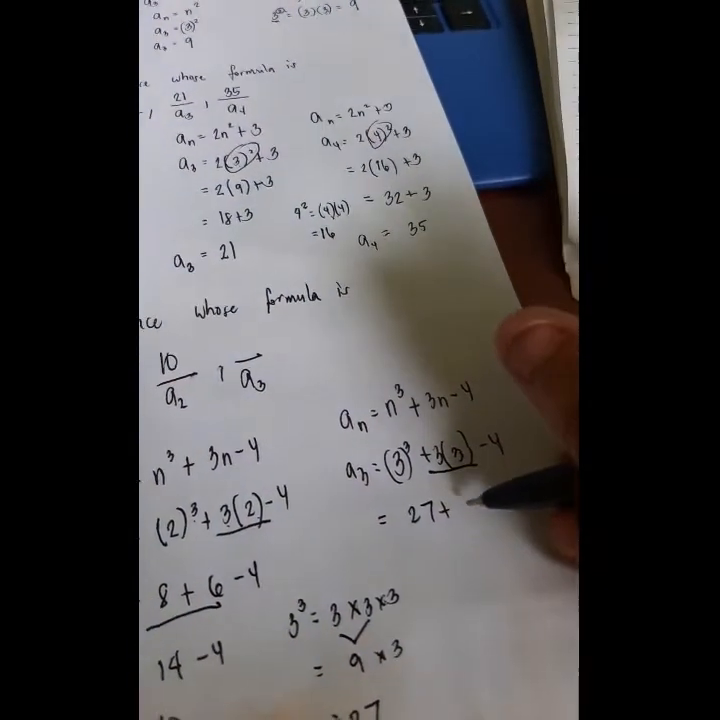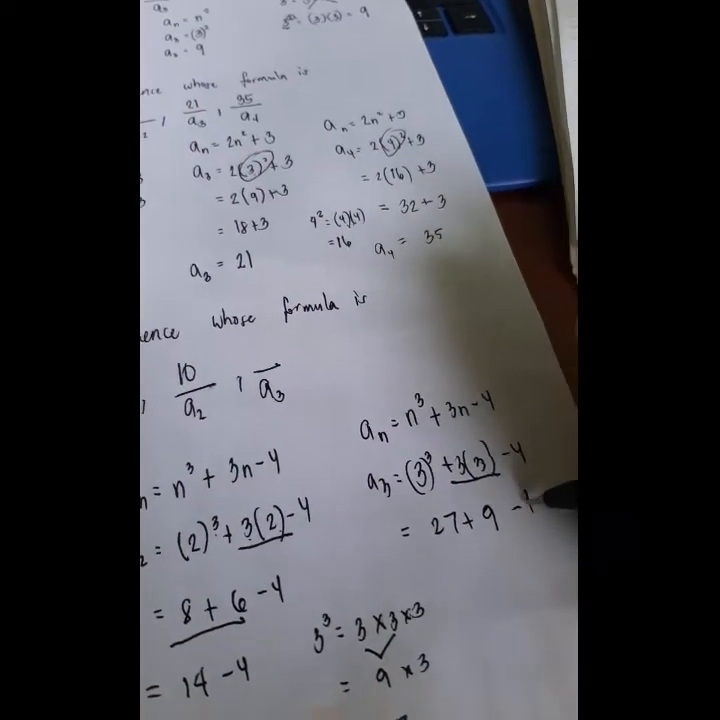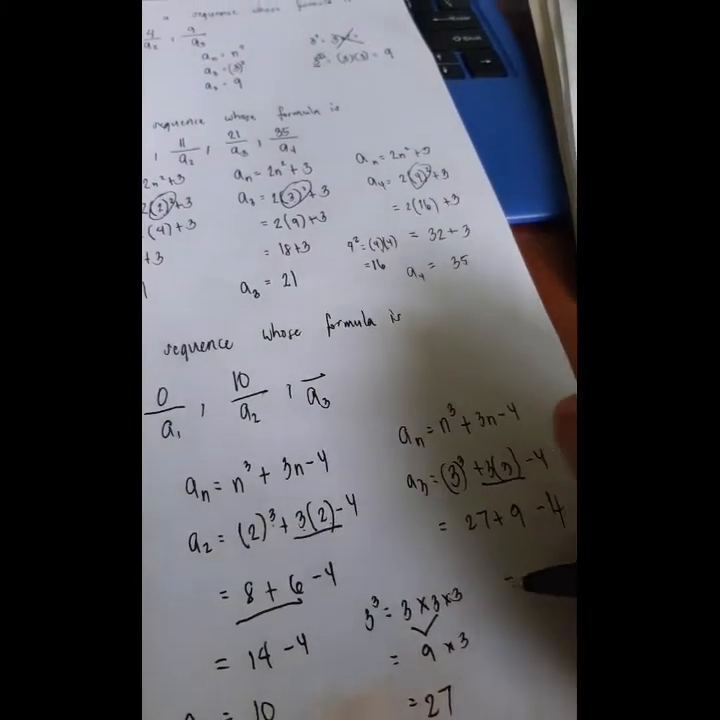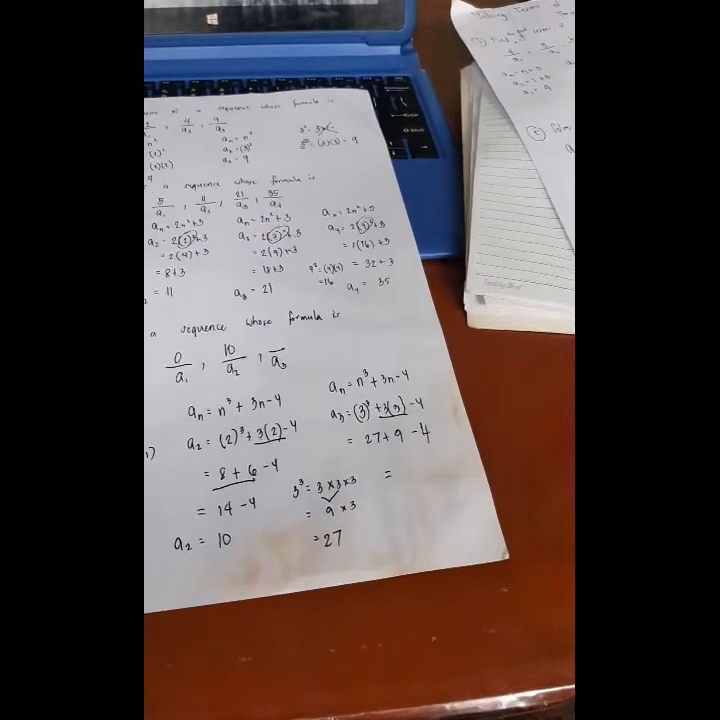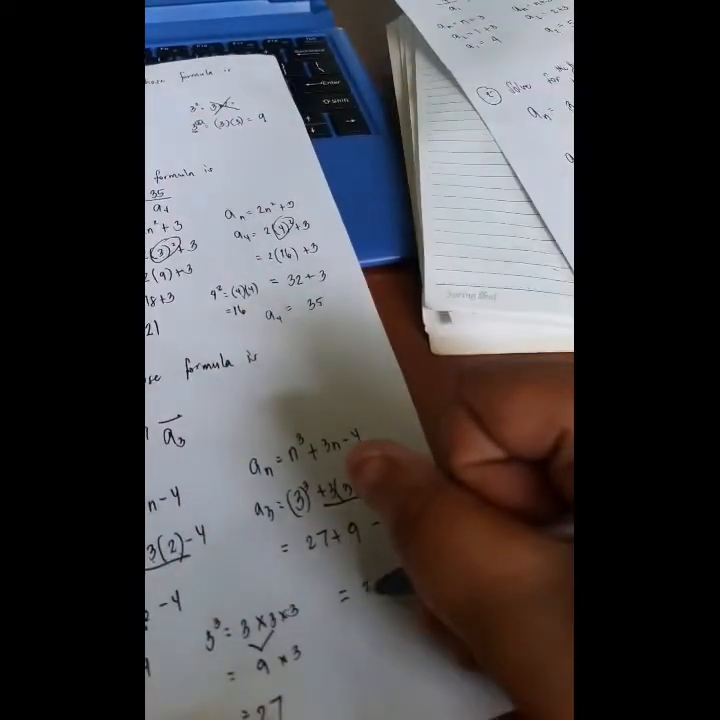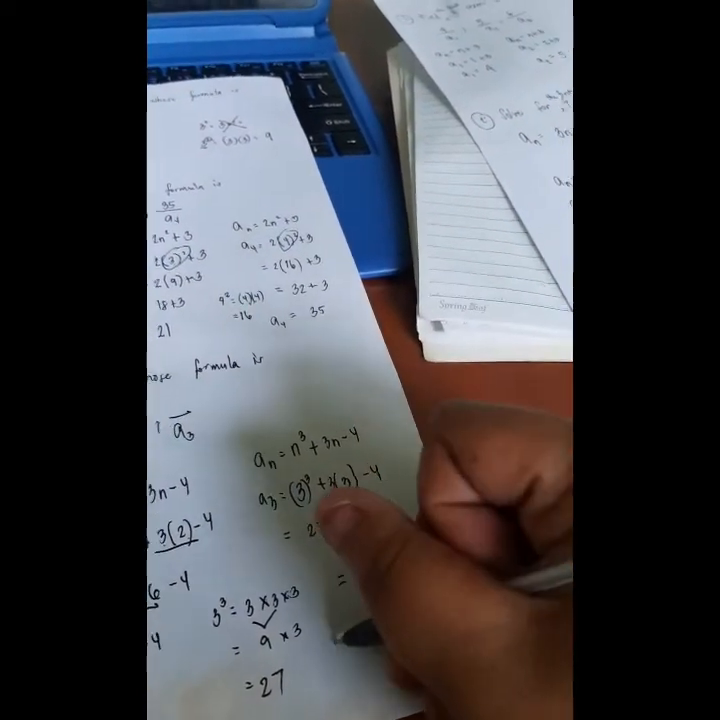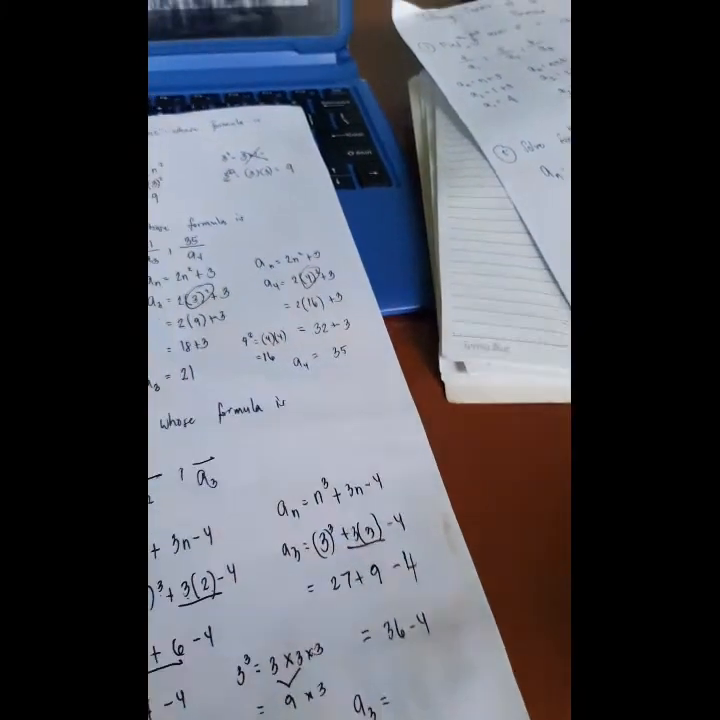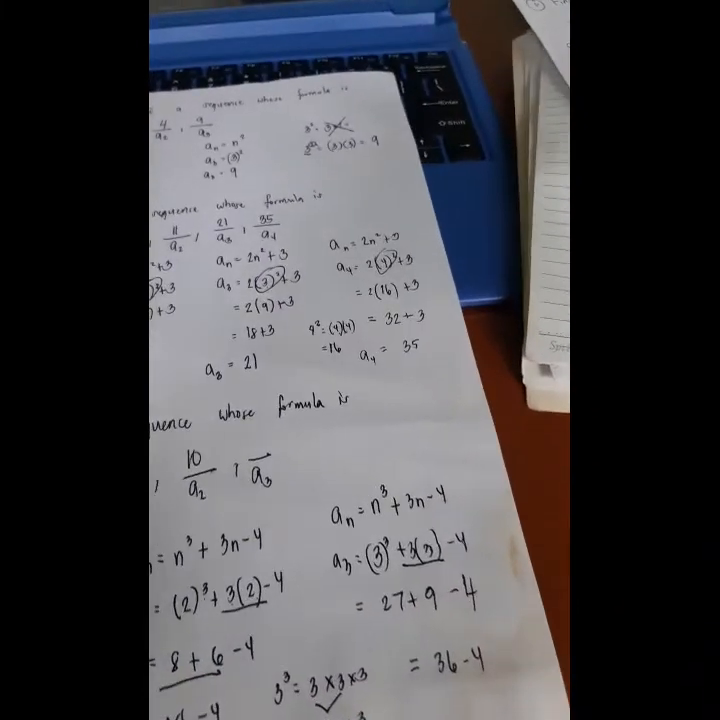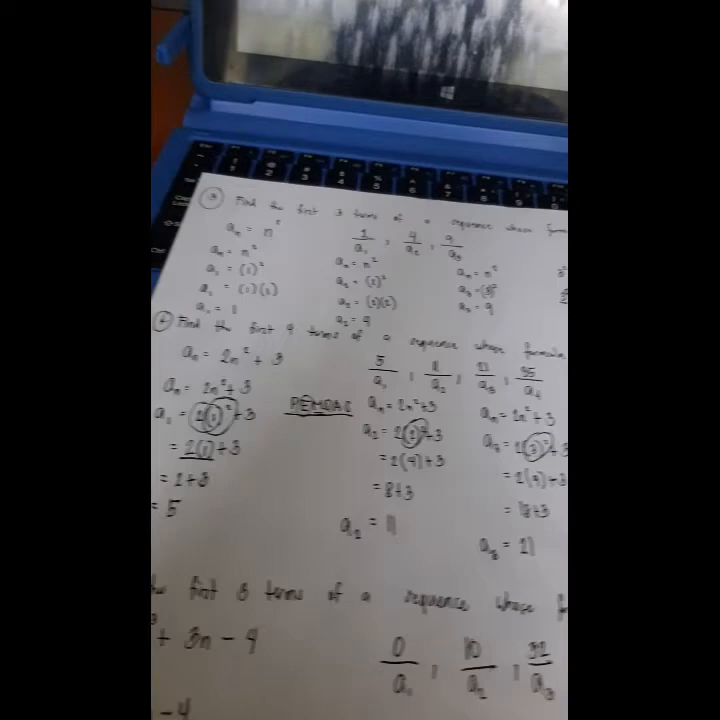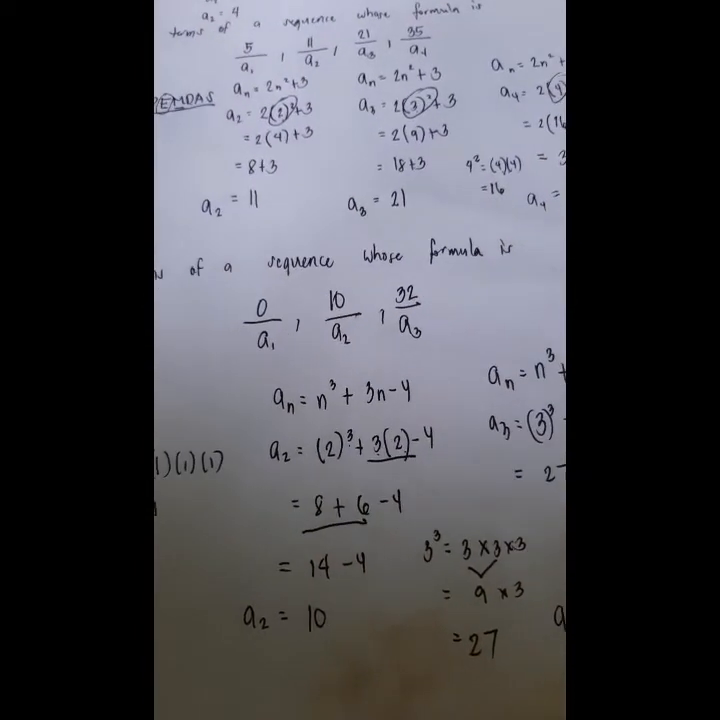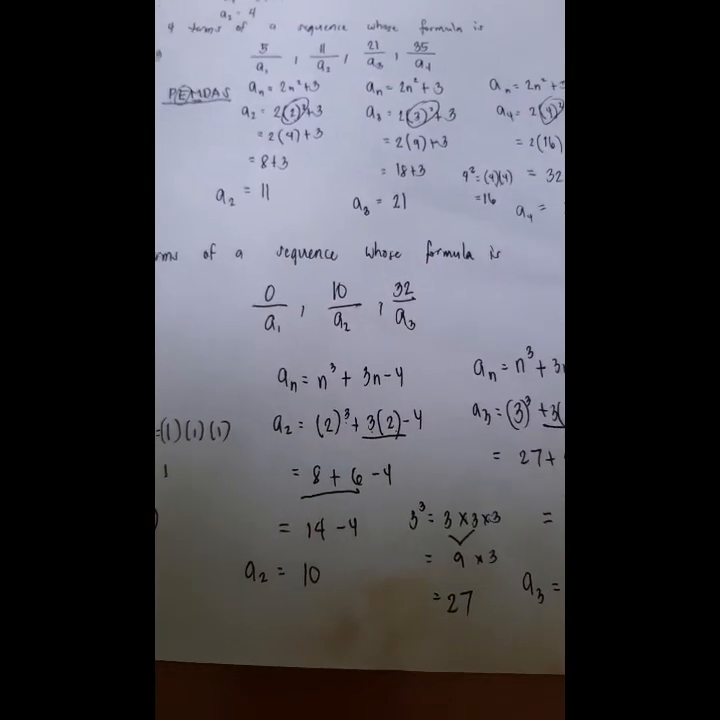Plus, multiply 3 times 3. You're going to have 9 minus 4. And 27 plus 9, how much? 36 minus 4, and the answer for your third term is just equal to 32. So therefore, the numbers that we are looking for are 0, 10, and 32.